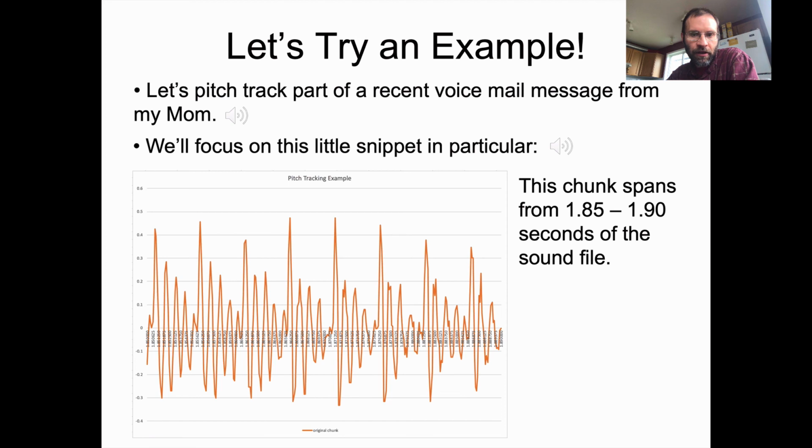And so what I've got here is a little chunk which is from 1.85 seconds to 1.9 seconds of the sound file. We'll talk about this a bit later, but this is about a 0.4 second window. That's the window size that Praat looks at when it's doing automatic pitch tracking. So you can see there's multiple repetitions of the complex waveform in here. We can see the glottal pulse spikes at the top.